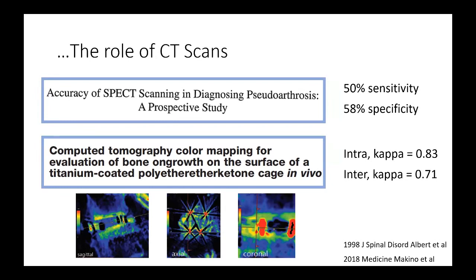This first study published in the Journal of Spinal Disorders found overall that SPECT CT correctly identified pseudarthrosis in 7 of 14 patients. So it was more or less better than the flip of a coin.